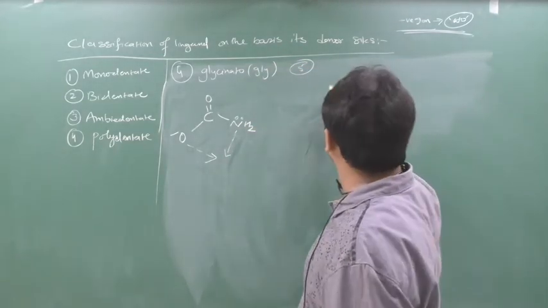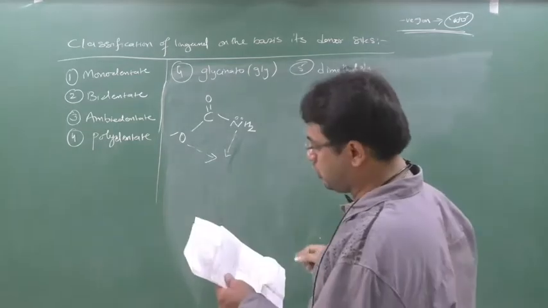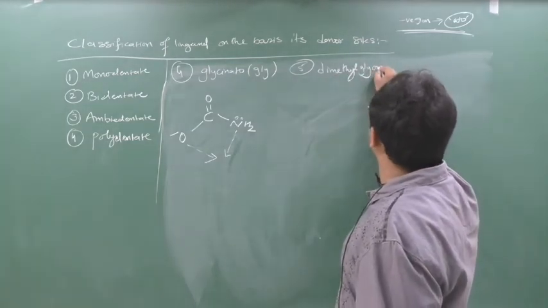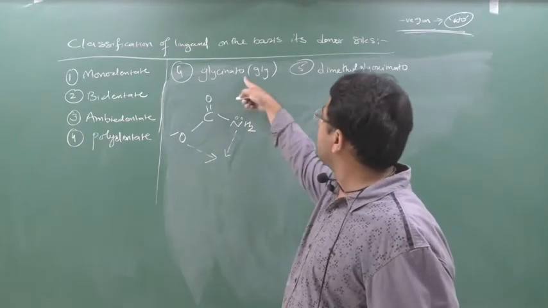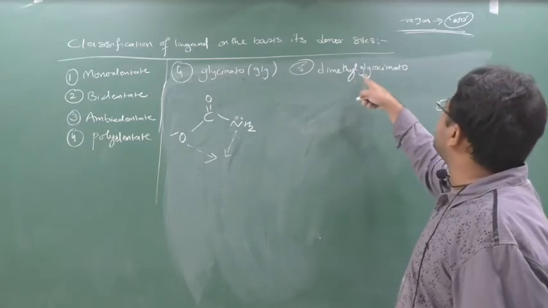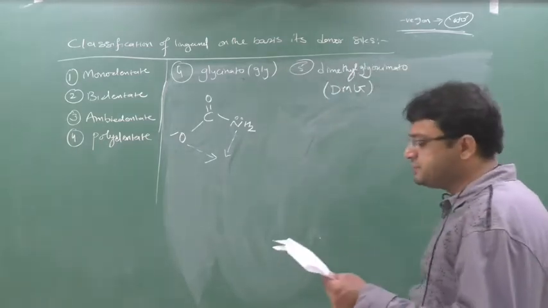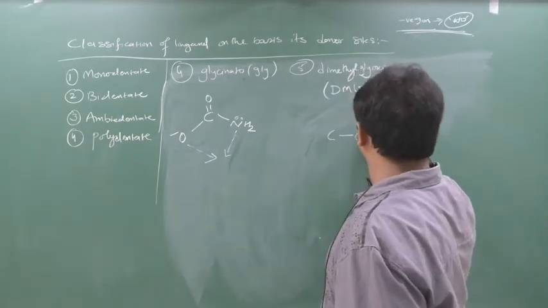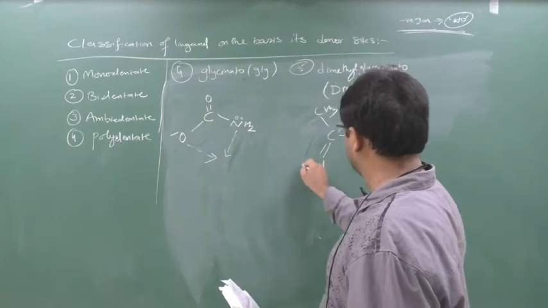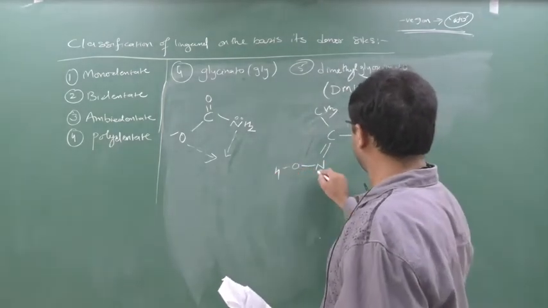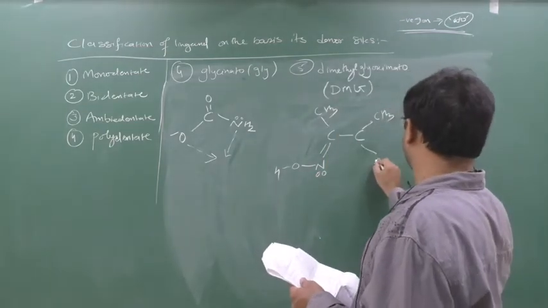Fifth example. Next is dimethyl glyoxymato. Sorry, dimethyl glyoxymato. See, this was an anion, no beta? So ato. This is also an anion. Dimethyl glyoxymato. Shortcut is DMG. As here the shortcut is gly, here the shortcut is DMG. See the structure here. C double bond N, CH3, dimethyl glyoxymato. So here this is nitrogen and here this is OH. Okay. Clear this part. Here there is one NO minus.